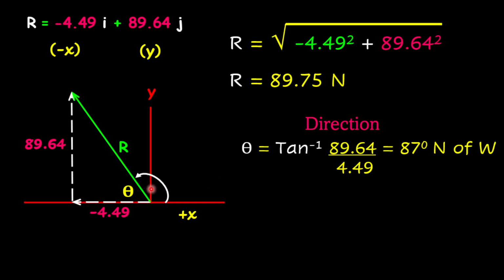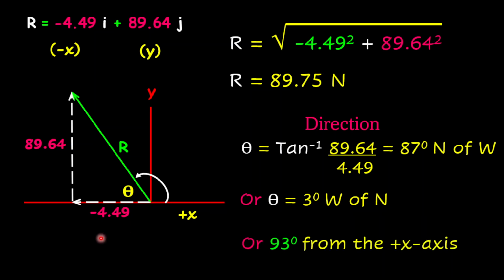And why north of west? Because the angle is closest to west compared to north. That's one way to represent your direction. The other way, we look at our missing angle right here. If this is 87, then here must be 3 degrees. So we can also say 3 degrees west of north. But in this Cartesian system, our direction from the positive X will be 93 degrees. Coming from here, it is 90, and then right here will be 3, to be 93 degrees from the positive X direction.